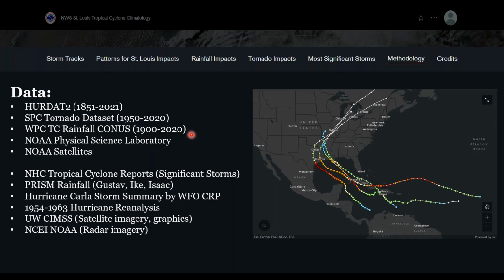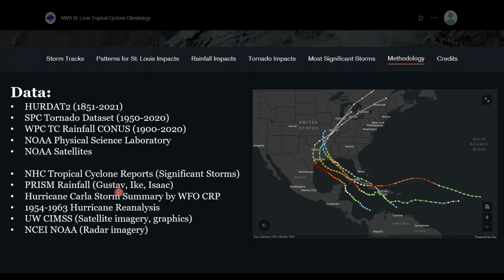Other things to take note of as well is we used the NOAA PSL monthly or daily composite page to create the composites for the geopotential height anomalies and means that ended up becoming the main base maps for our steering maps, basically, for these storms. And then also to get more into detail with the most significant storms page, we also used the NHC tropical cyclone reports to make sure the data is consistent with each storm's life cycle, going into detail with each of those.